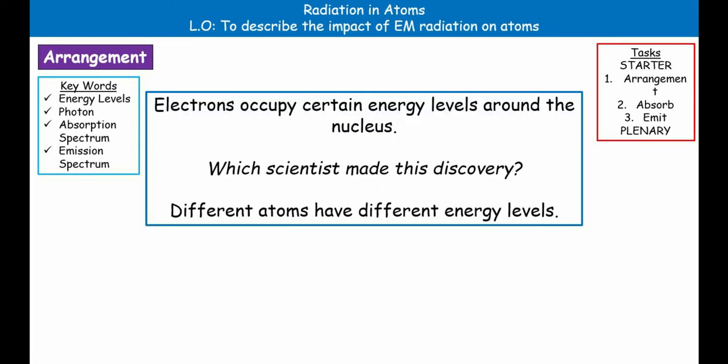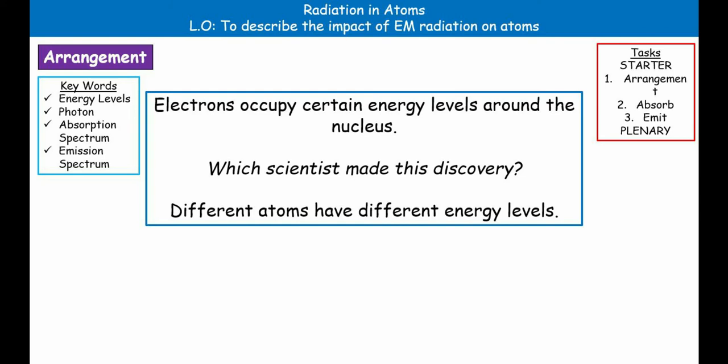So as we could see in that diagram of the atom, our electrons actually occupy certain energy levels or shells around the nucleus. Now, there was a scientist that actually came up with that part of the structure of the atom. See if you can remember who it is and write that in your book.